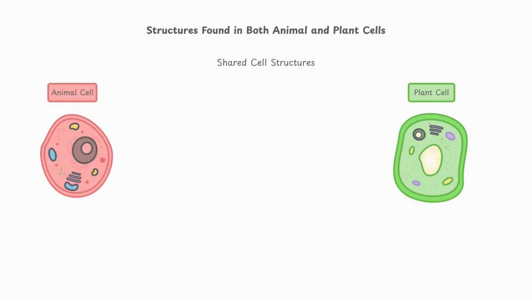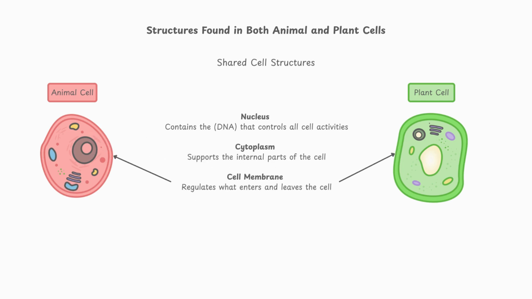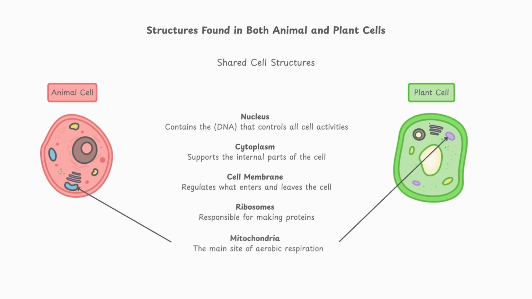Even though animal and plant cells are different, they also share many important structures. Animal and plant cells share several important structures. They both have a nucleus and a nucleolus, which control the cell and make ribosomes. They also have cytoplasm, where chemical reactions happen. Both types have a cell membrane that controls what enters and leaves the cell. And of course, they share ribosomes for making proteins and mitochondria for releasing energy.